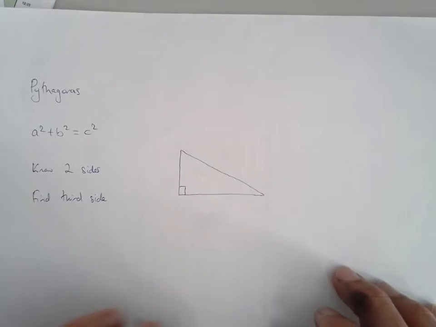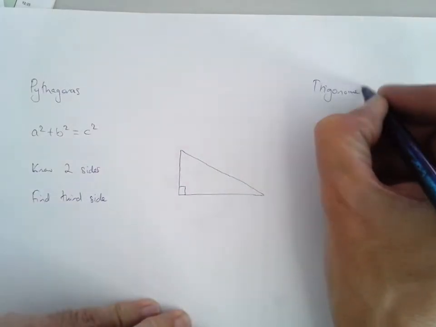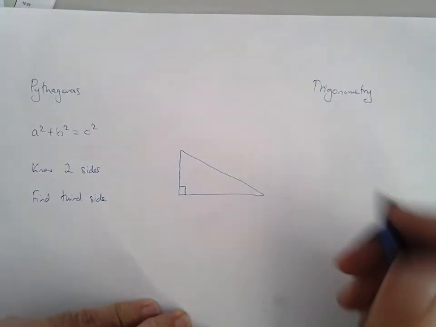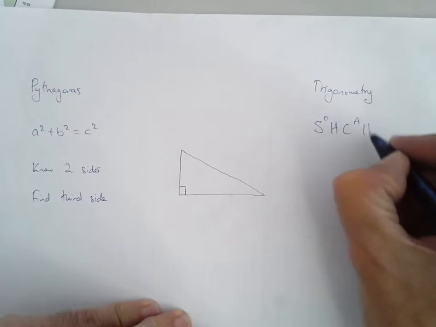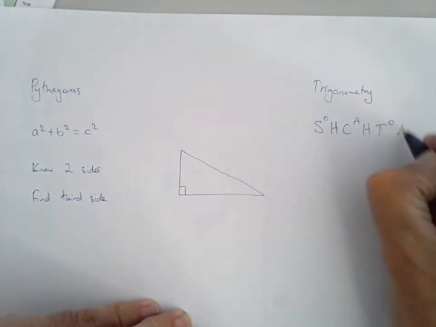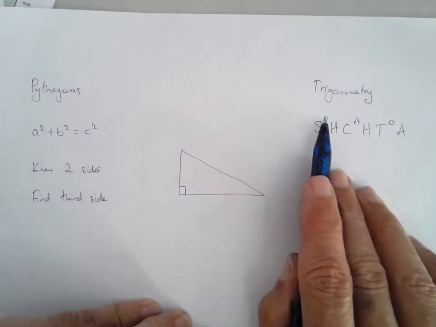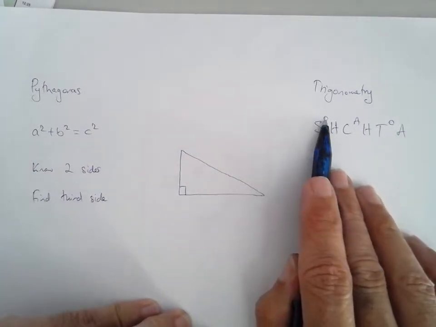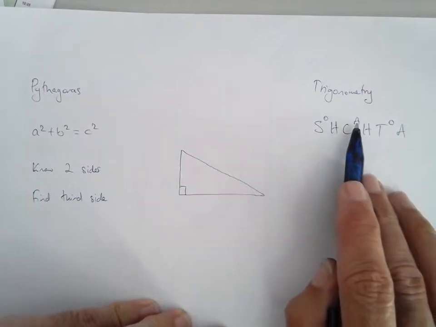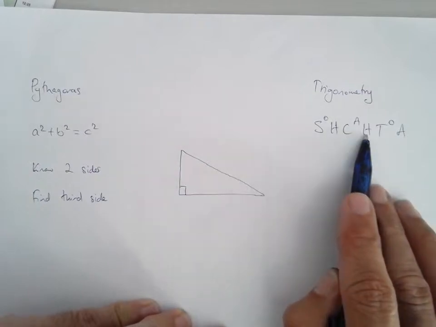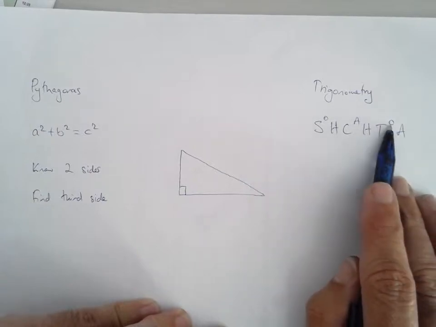With trigonometry, remember, it's all about the relationships between pairs of sides and the angles. The sine of the angle is the ratio of the opposite side to the hypotenuse. The cosine of the angle is the ratio of the adjacent side to the hypotenuse, and the tangent of the angle is the ratio of the opposite side to the adjacent side.